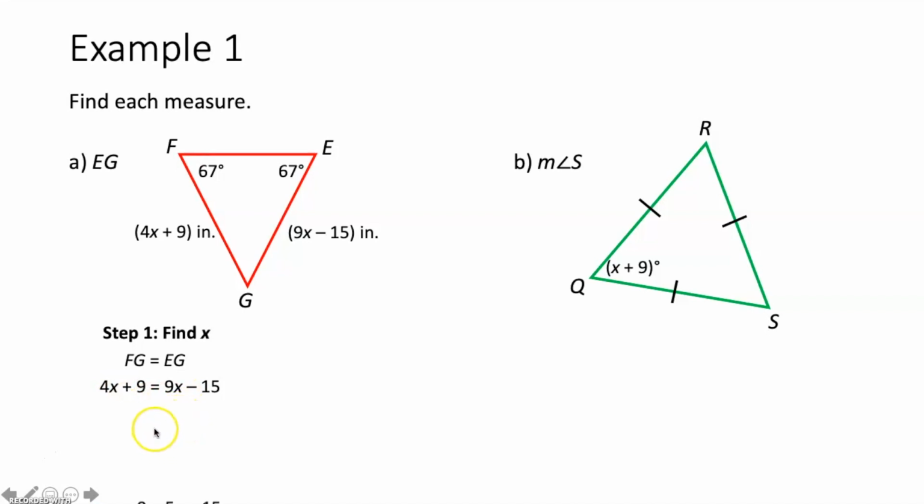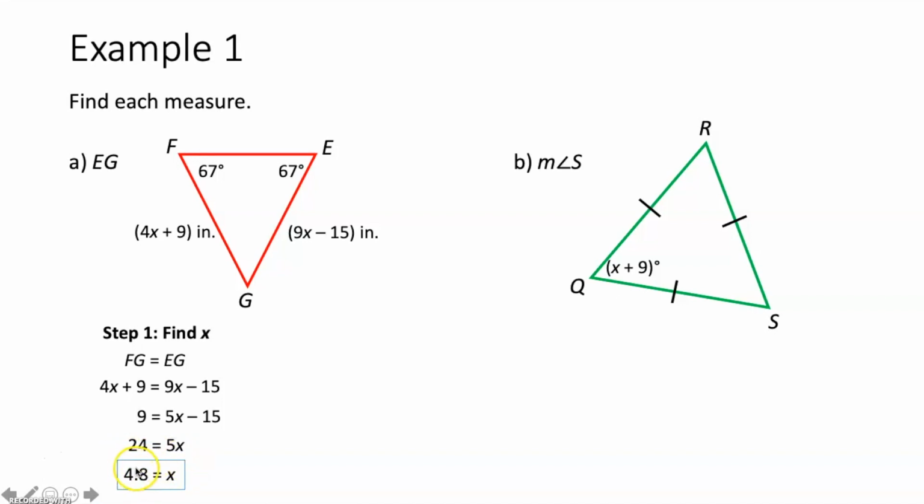So let's do that. First, I'm going to subtract 4x from both sides. I'm going to add 15 to both sides, and then I'm going to divide both sides by 5. And I get x is equal to 4.8, or 24 over 5. Remember, don't round too early, but in this case, you didn't really have to round. This is the exact answer.